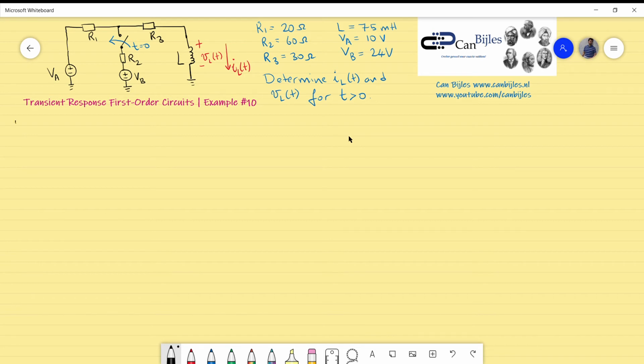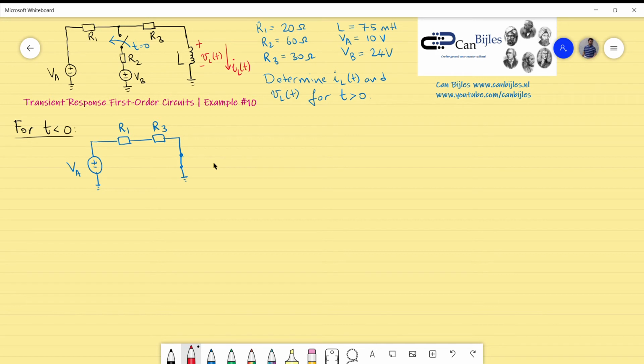So I will start right away. The first situation is when the switch is open, so there is no change. In this situation we have only this part of the circuit, since this branch is disconnected, so we can redraw it. In steady state, if you wait for a long time, the inductor can be modeled as a short circuit. So we have VA in series with R1 and then R3, and the inductor is modeled as a short circuit.